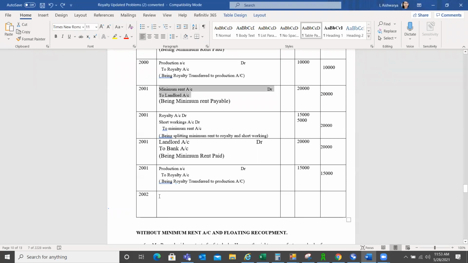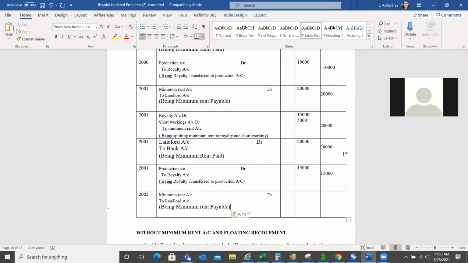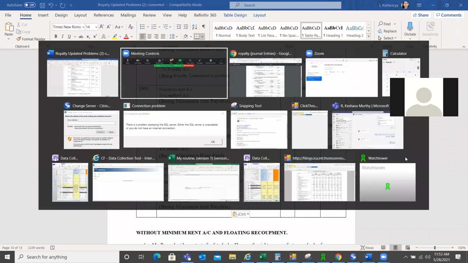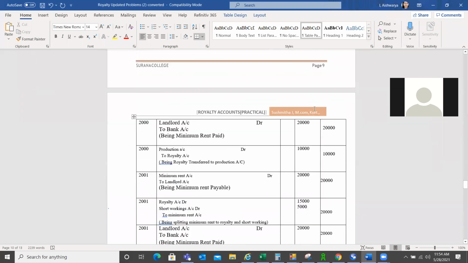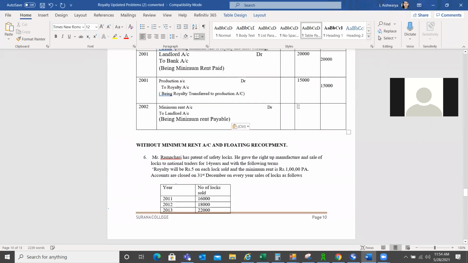So same thing, you just record it. That is minimum rent account debit to landlord account. Yes. Gopal, how much is the minimum rent? 20,000, ma'am. 20,000. Yes. So just record it as 20,000 and 20,000. Hope you people are understanding this entry.